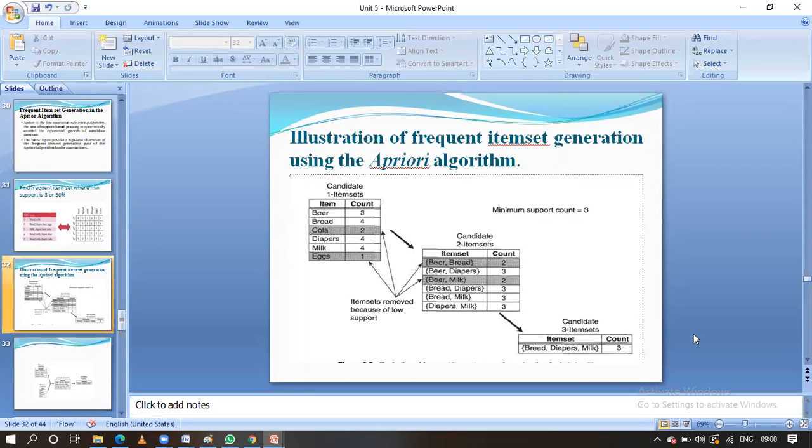Guys, clear? Okay, this is the frequent item set class. Beer, diapers, milk. This is the frequent item set.